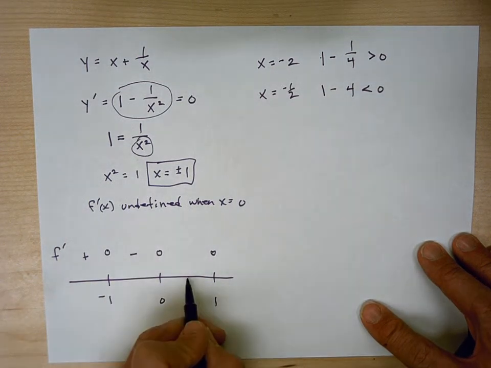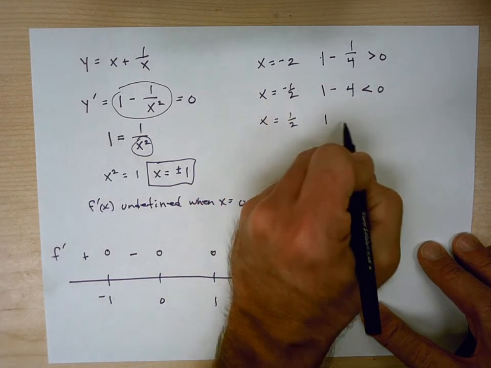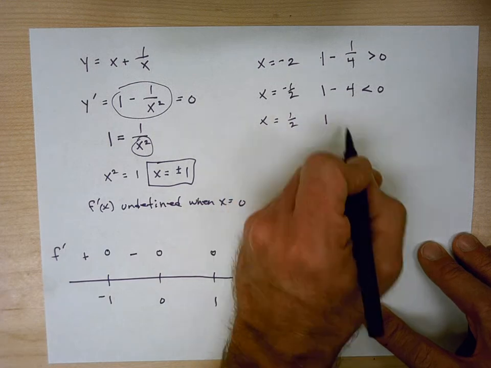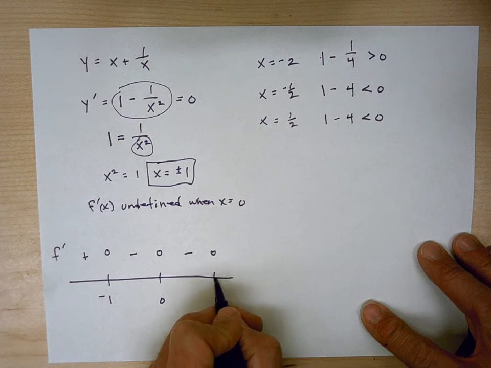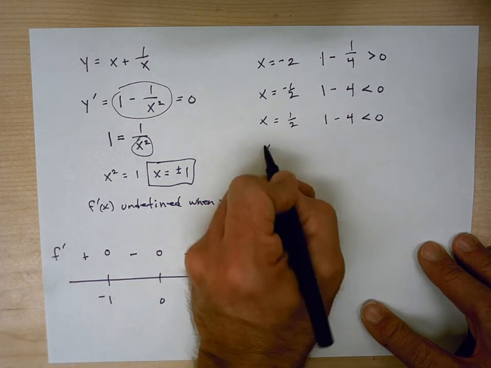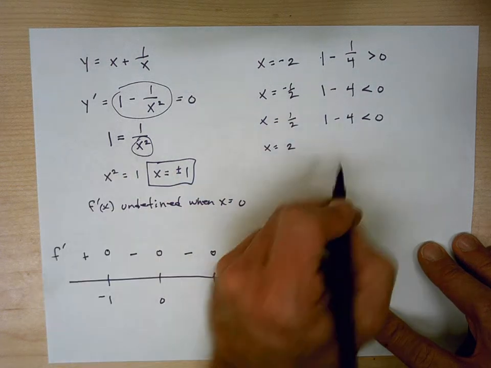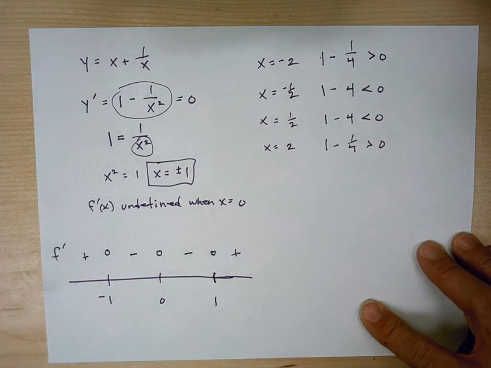Let's pick something in here. Let's do positive 1/2. Because I'm squaring, I'm going to get the exact same thing for negative and positive 1/2. 1 minus 4, that's negative. And then coming out here on this side, if I pick positive 2, then I get the same thing as I got up here, right? Because when I square it, I end up with positive. So 1 minus 1/4, that's positive. So this is positive. All right.